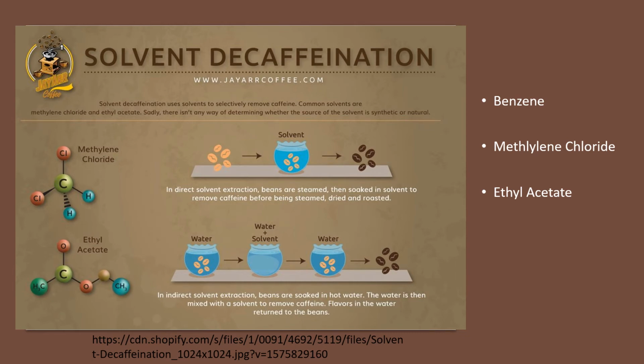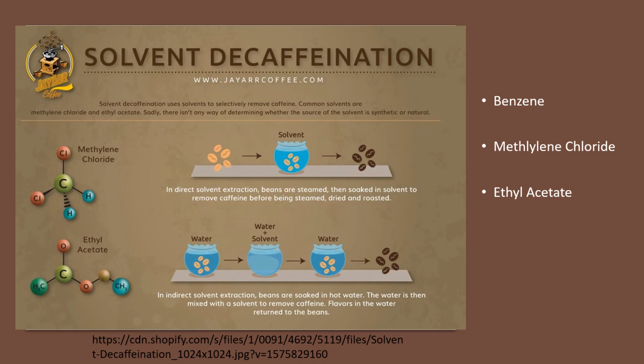Caffeine can be extracted by soaking green coffee beans in chemical solvents to remove caffeine. In the past, benzene, trichloroethylene, and even chloroform were used. These chemicals have negative impacts on the environment, and some are known carcinogens, however, so the main chemicals used today are methylene chloride and ethyl acetate. During direct solvent decaffeination, green coffee beans are steamed to open pores and then begin soaking in solvent. After soaking, the beans are steamed, dried, and roasted to remove any residual solvent.